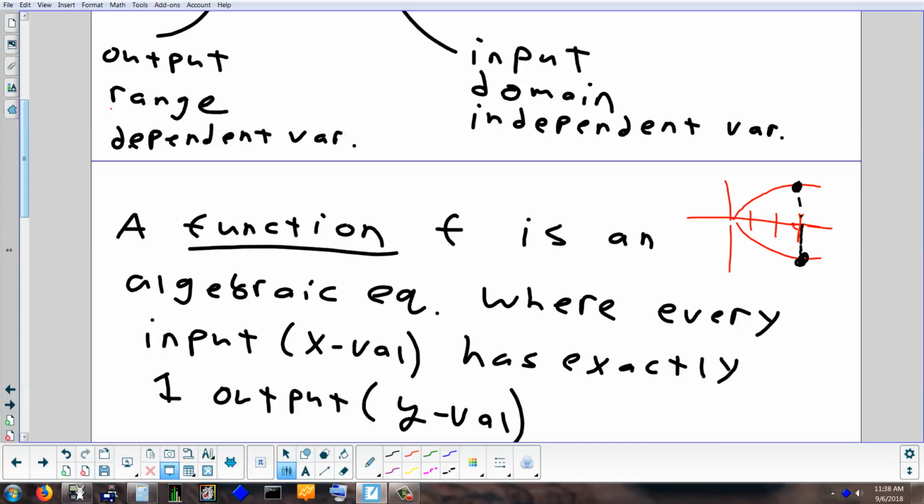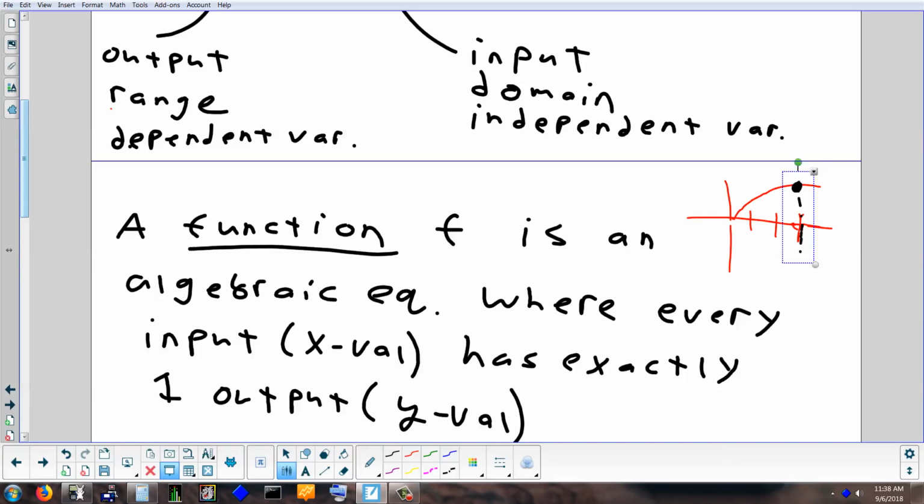If I get rid of one half of it, notice it looks like a square root function now, and that's exactly what a sideways parabola is. It was just two square root functions. I just mirror imaged it. That's a function. Because when x is 3, you only have one choice. Your graph is right there, the black dot. There's no other choice below it. So that's a function. Every input has one output.